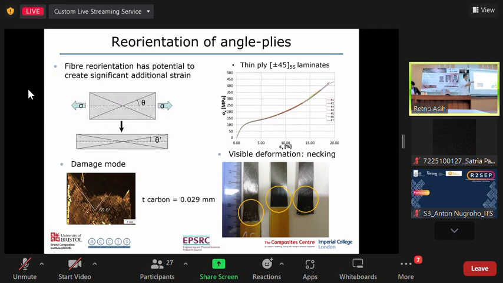So shear also plays a role, and because of the shear stress, it could also cause delamination if the carbon is quite thick. Because the carbon is quite thin, it was able to deform without any substantial delamination. So this is quite nice.